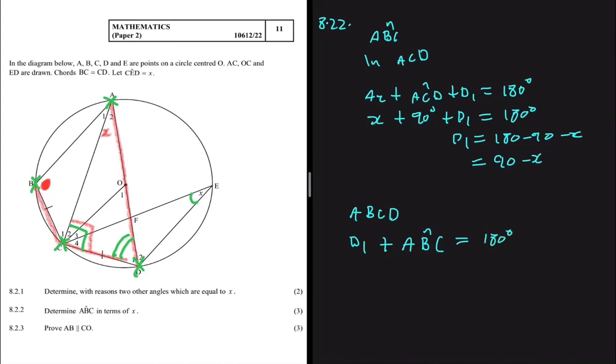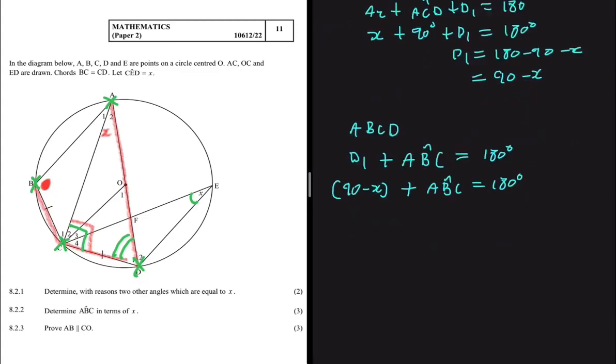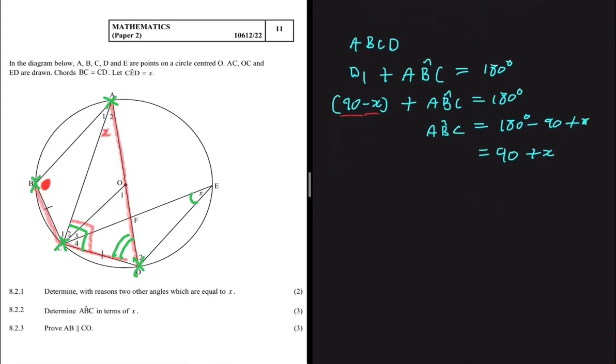So what is D1? We know fully well that D1 is 90 minus x, and then plus ABC should be equal to 180 degrees. If you solve for ABC, you're going to get ABC being equal to 180 degrees minus (90 minus x). So 90, when you take it to the other side, will become minus 90, and then minus x will become plus x, right? So ABC will be equal to 180 minus 90, that is 90 plus x, right? And we have determined the size of angle ABC.